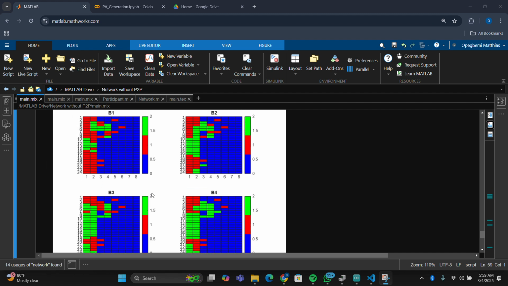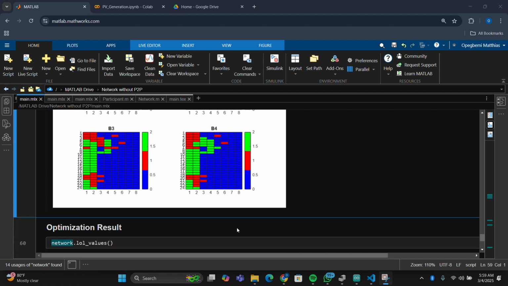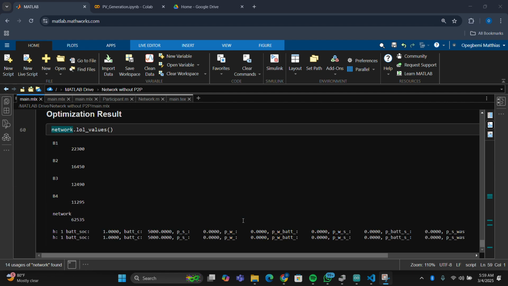As we move from B1 across to B4, the number of red points decreases and the number of green points increases. So intuitively, loss of load is decreasing across them. The higher the energy resource you have, the lower your loss of load, which is what we want in the best case scenario. We cannot always achieve that. The loss of load in this particular case was about 62,500 watt hour, right?